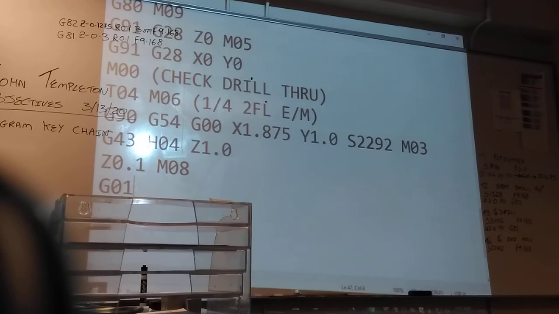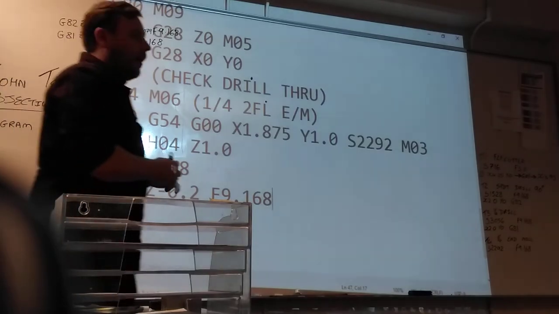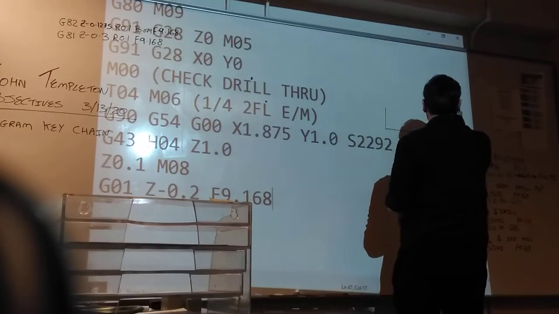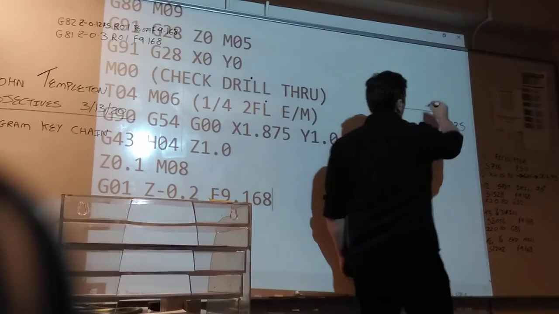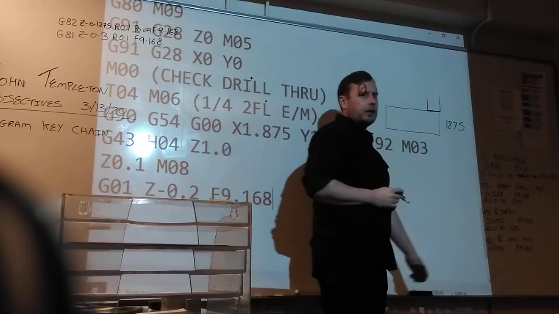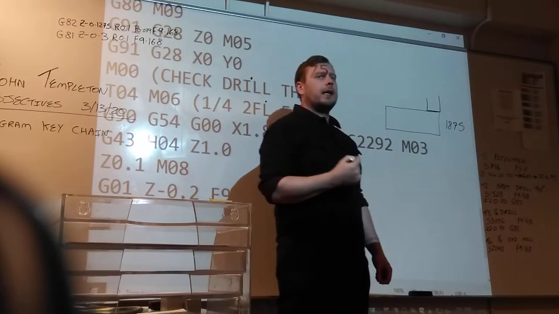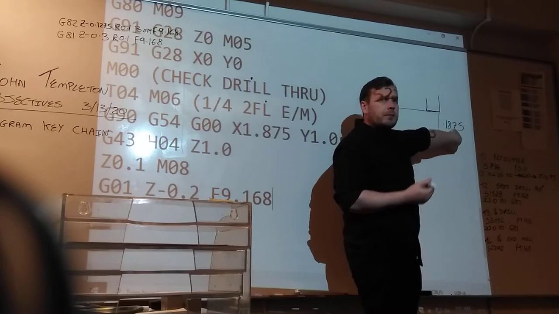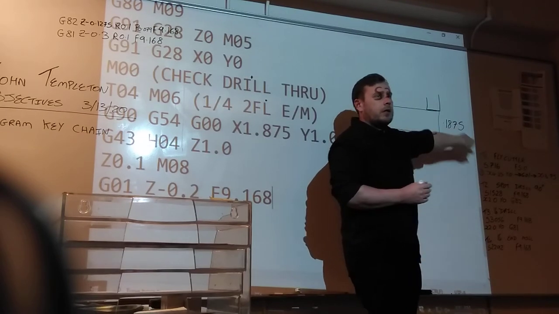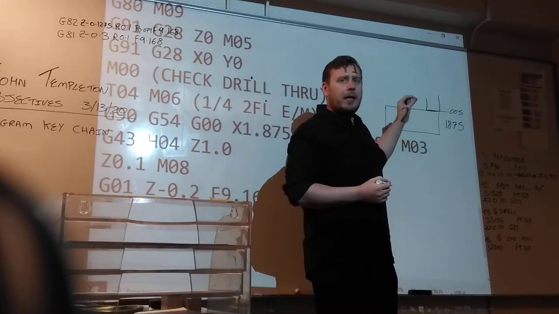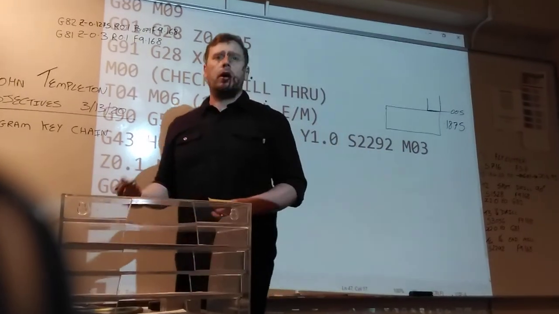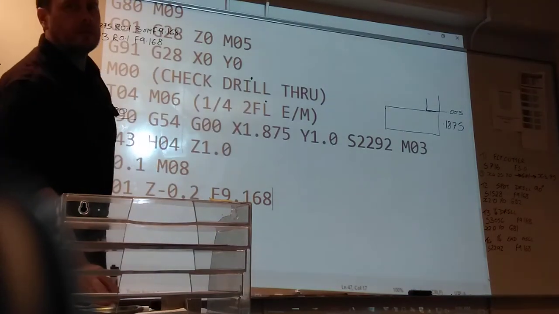And then we're going to feed the tool down 200 thousandths. Remember the material. It's 1875. When we touch the end mill on, we touch it on the top like that. So we need to go a little bit extra than the material just to make sure it all cleans up. Right? Because that thickness of the paper might be around 5 thou, and your material might be slightly bigger than 1875. So by going 200 thousandths, it should all clean up.